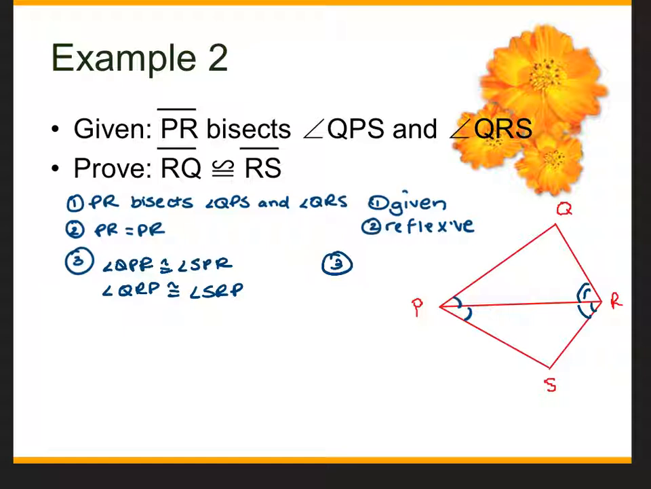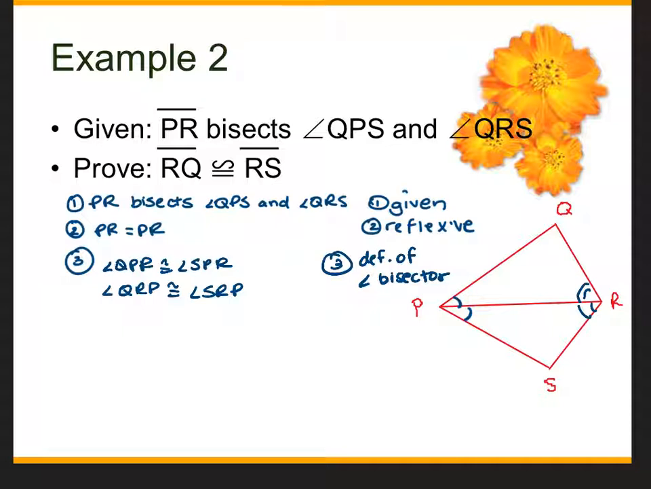All right, so QPR is congruent to SPR because it said it bisects the left angle. And then QRP is congruent to SRP because it said it bisected the right angle. This time both angles. Last time it just said one angle. And the reason there is what? Definition of angle bisector. Good.